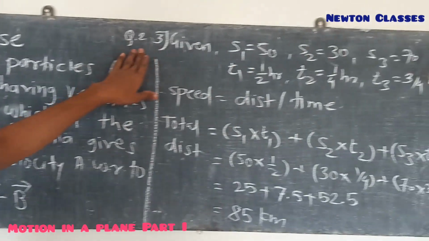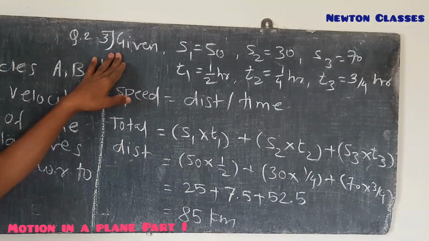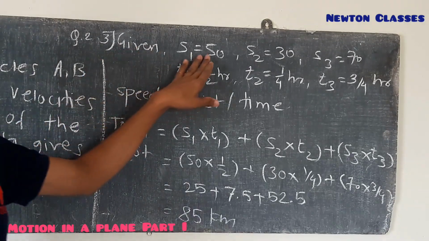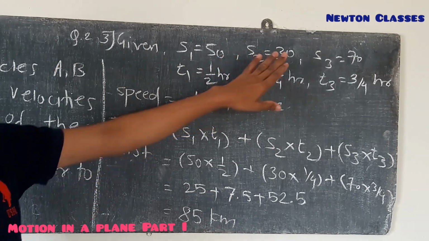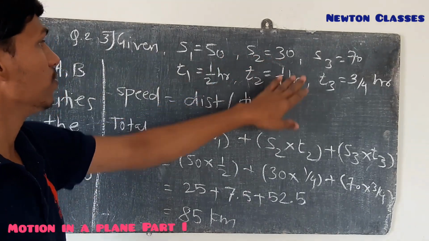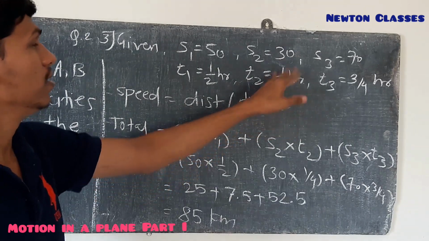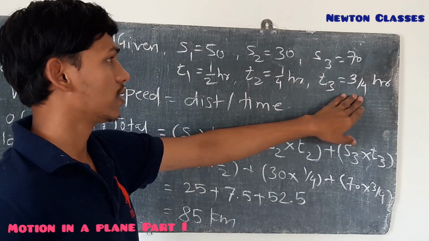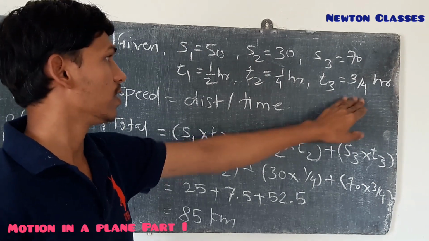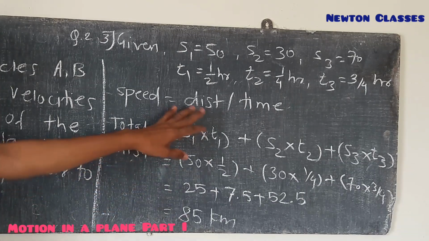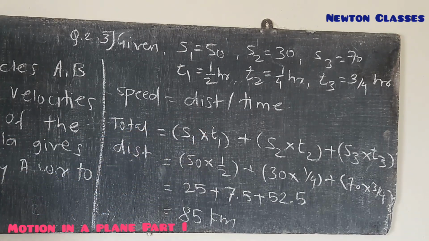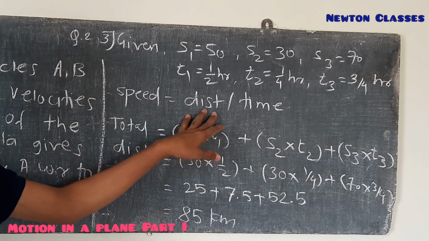Next, in question 2, the third question is: a car travels with speed 50 km per hour for 30 minutes, then 30 km per hour for the next 1/4 hour, meaning 15 minutes, and 70 km per hour for the next 3/4 hour, meaning 45 minutes, and they are asking about the average speed. We know speed is equal to distance upon time. To calculate average speed, the formula is total distance upon total time. Therefore, we have to first calculate the total distance.